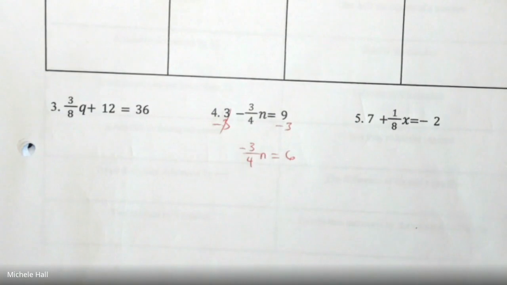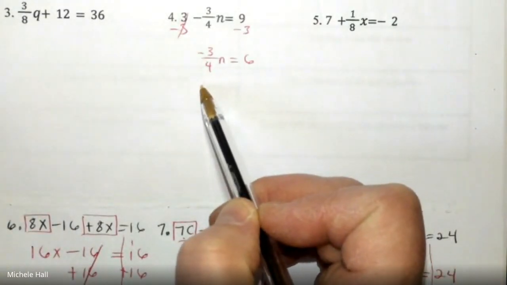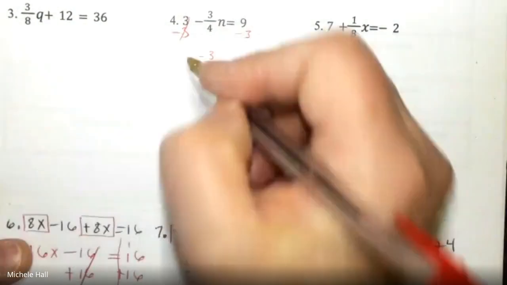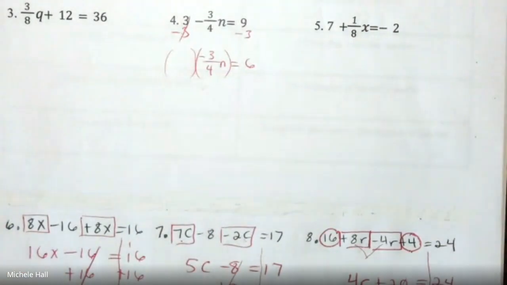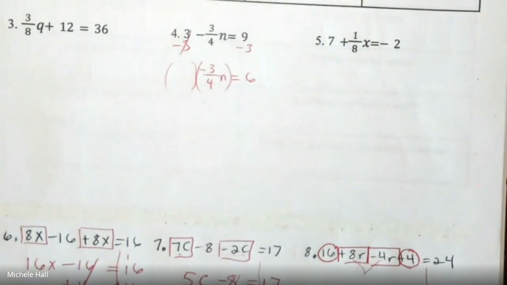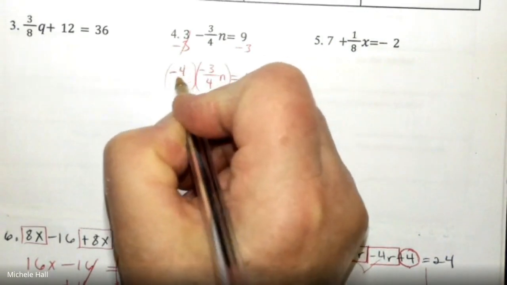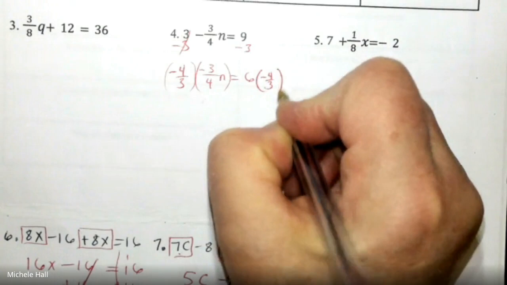When I see fractions in the problem, I want to make sure I'm using the reciprocal. So here we do have a fraction on this side, so I want to use the reciprocal. If there's a fraction on either side, you need to use the reciprocal. What's the reciprocal of negative 3/4? Very good. I flip it and keep the same sign. I multiply both sides by negative 4/3.